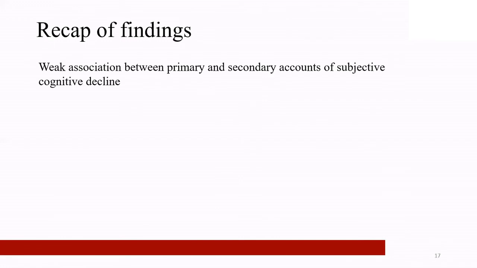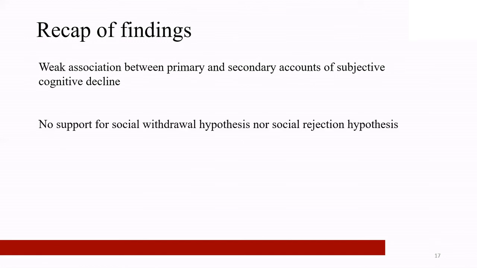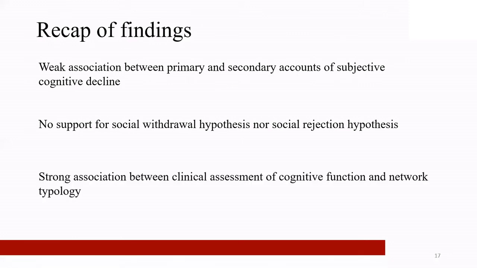So now moving to the discussion, we'll give a quick summary of our findings. First, we noticed a weak association between primary and secondary accounts of subjective cognitive decline. In other words, participants and study partners were not necessarily in agreement as to the level of cognitive decline that was occurring among the participant. Second, we found no obvious support for either the social withdrawal hypothesis nor the social rejection hypothesis. And third, we found a strong association between clinical assessments of cognitive function and network typology.